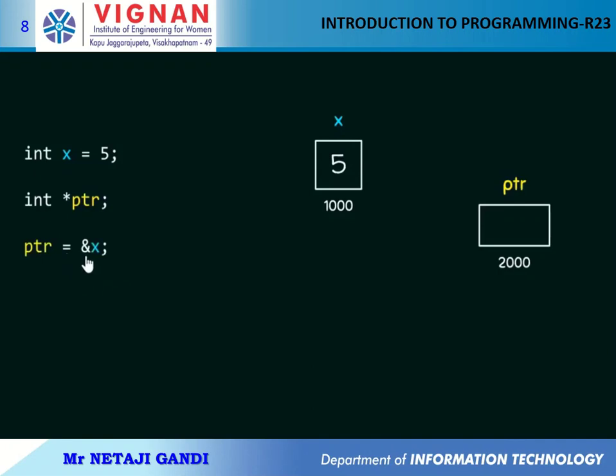ptr equals ampersand of x. Here ampersand means the address of operator. This statement says to assign the address of variable x to this pointer variable. Address of x is 1000. With the help of this statement, we can assign this address to this pointer variable. This means that we can now point to this particular location where this value 5 is stored.